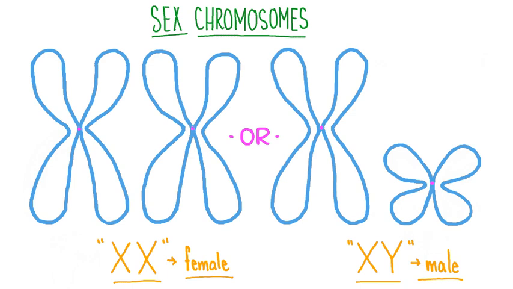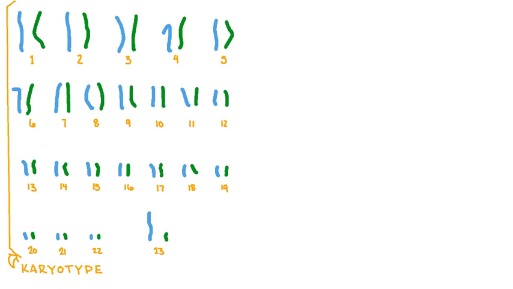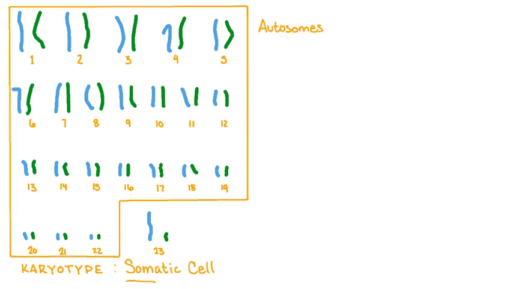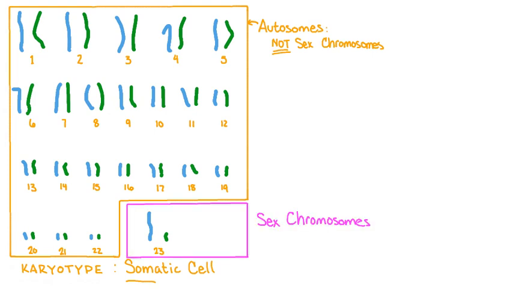Let's take a closer look at these chromosomes and where they come from. This drawing represents a human karyotype. A karyotype is a picture of all of the chromosomes in one cell. This karyotype came from a typical somatic cell, which is a diploid cell found in the human body. The first 22 pairs of chromosomes in a somatic cell are called autosomes. These are chromosomes that do not determine the biological sex of an organism. The last pair, or the 23rd pair, represent the sex chromosomes.